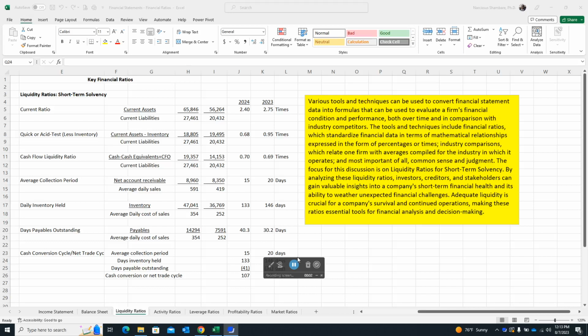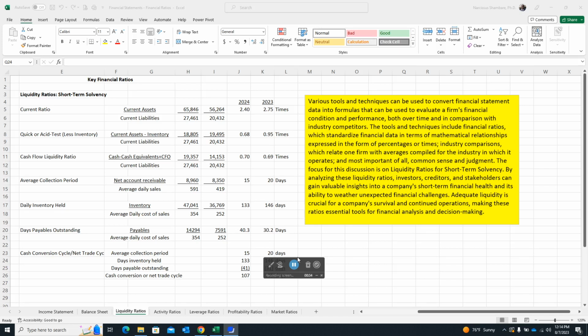Hello, welcome to a demonstration on how you can calculate, read and translate key financial ratios in liquidity. Liquidity ratios are some of the tools and techniques that can be used to convert financial statement data into formulas that can be used to evaluate the firm's financial condition and performance. Both can be calculated over time or in comparison to industry competitors or industry data.